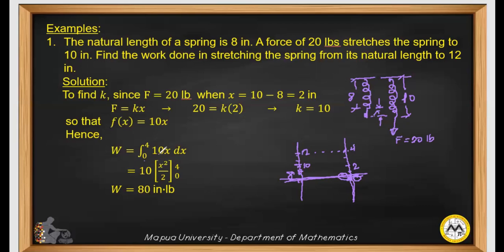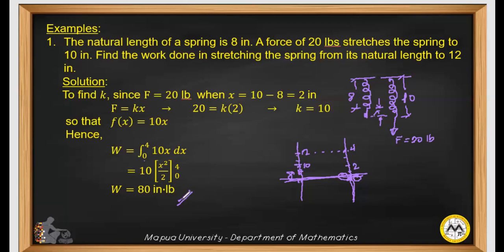So evaluating the integral, of course, the integral of 10x dx is 10x squared over 2, or equal to 5x squared, to be evaluated from 0 to 4. So evaluating x squared at 4 will give us 4 raised to the second power, and multiplying it by 5 will give us 80 inch-pound. So the work done to stretch a spring from the natural length to the length 12 inches will give us 80 inch-pound.